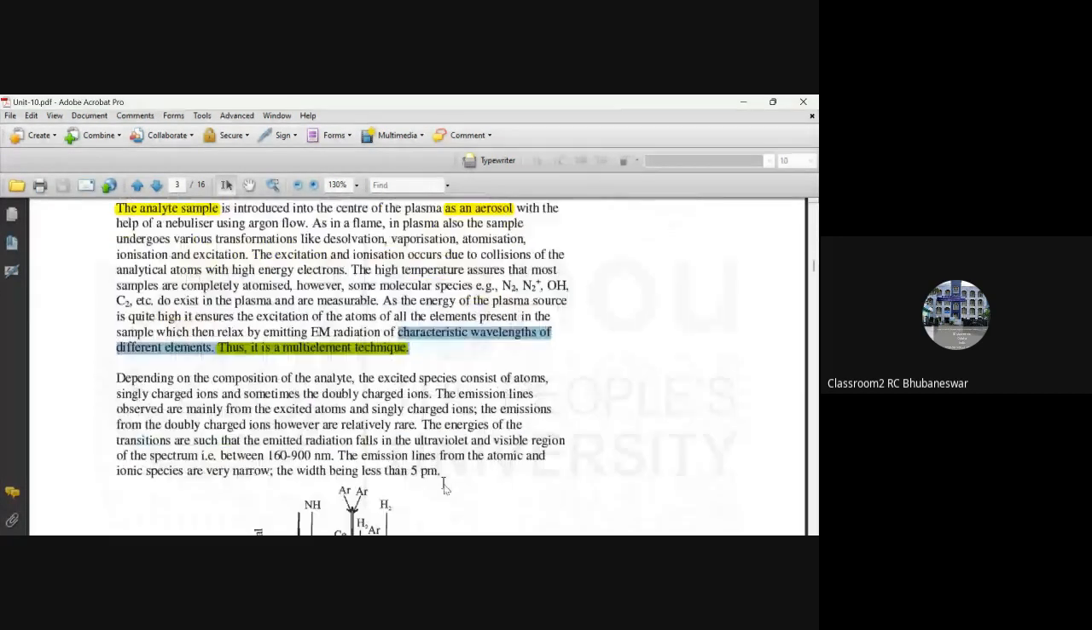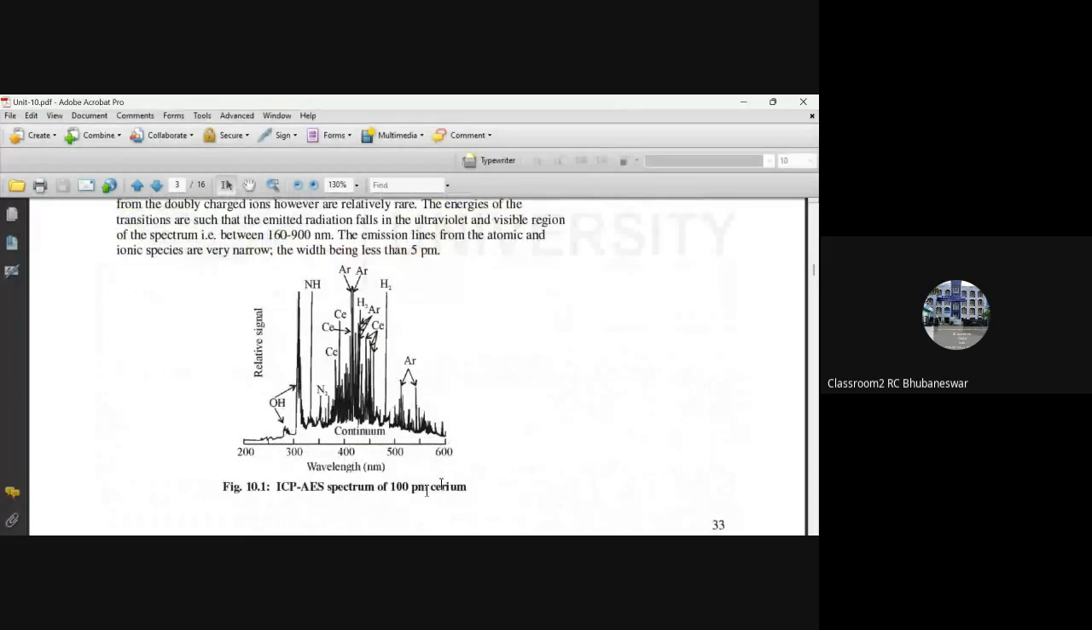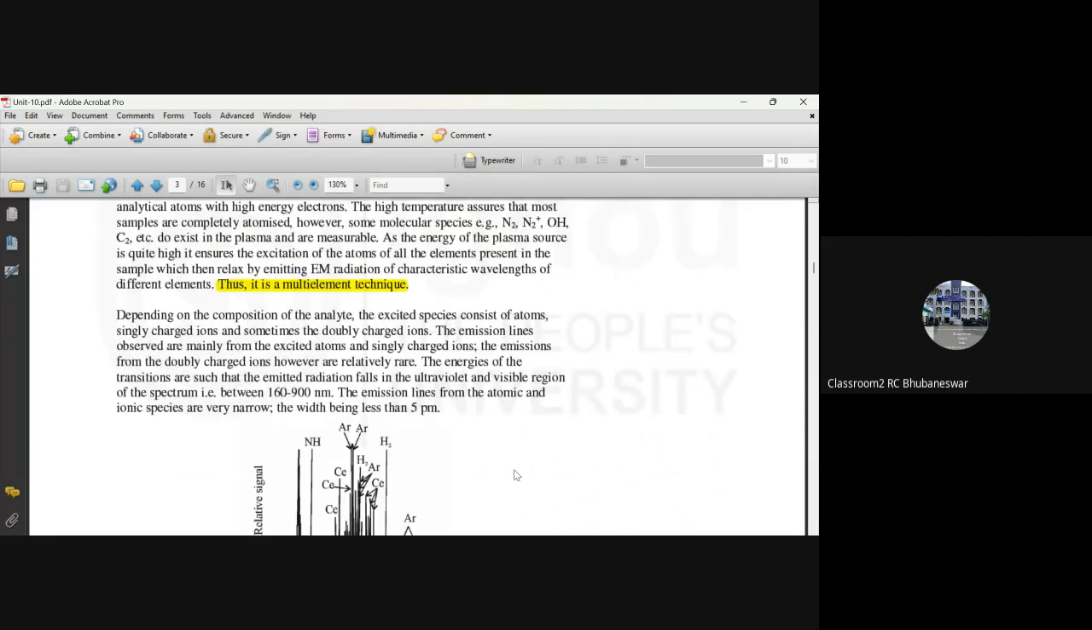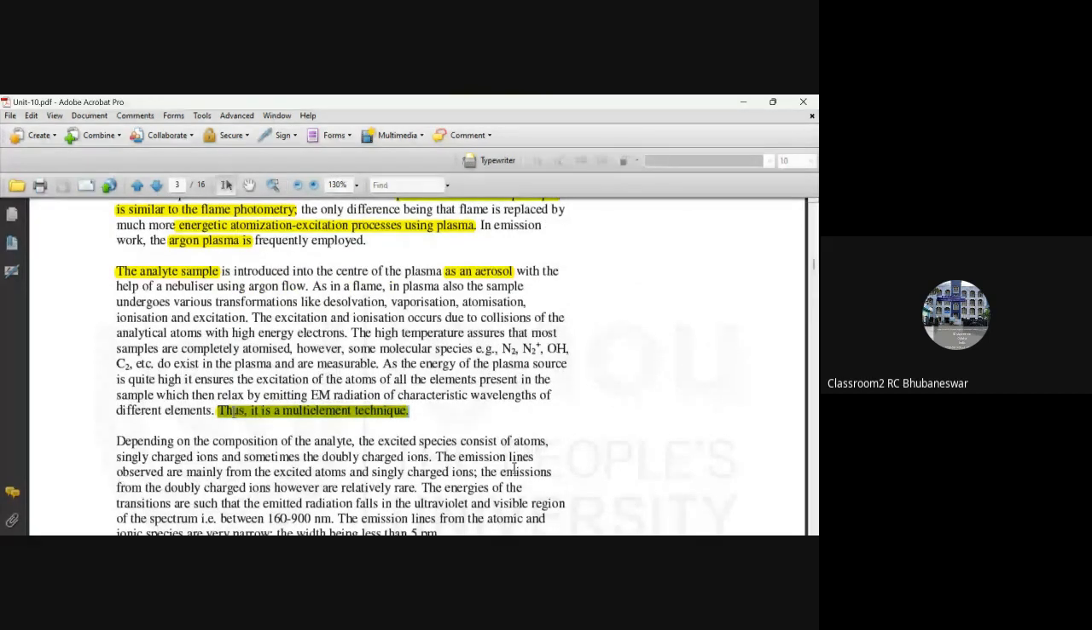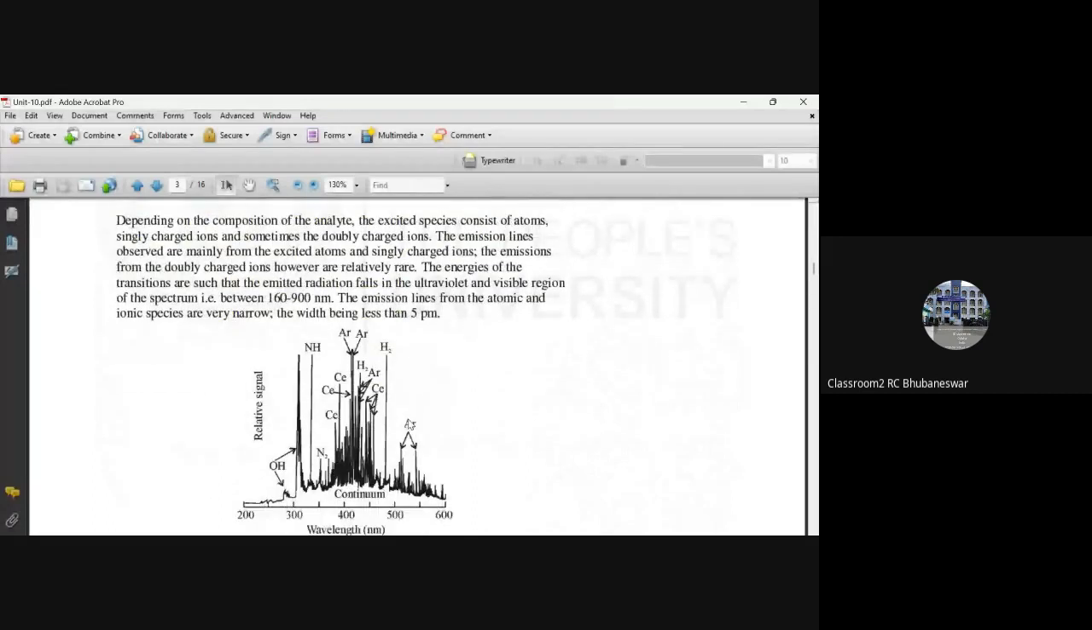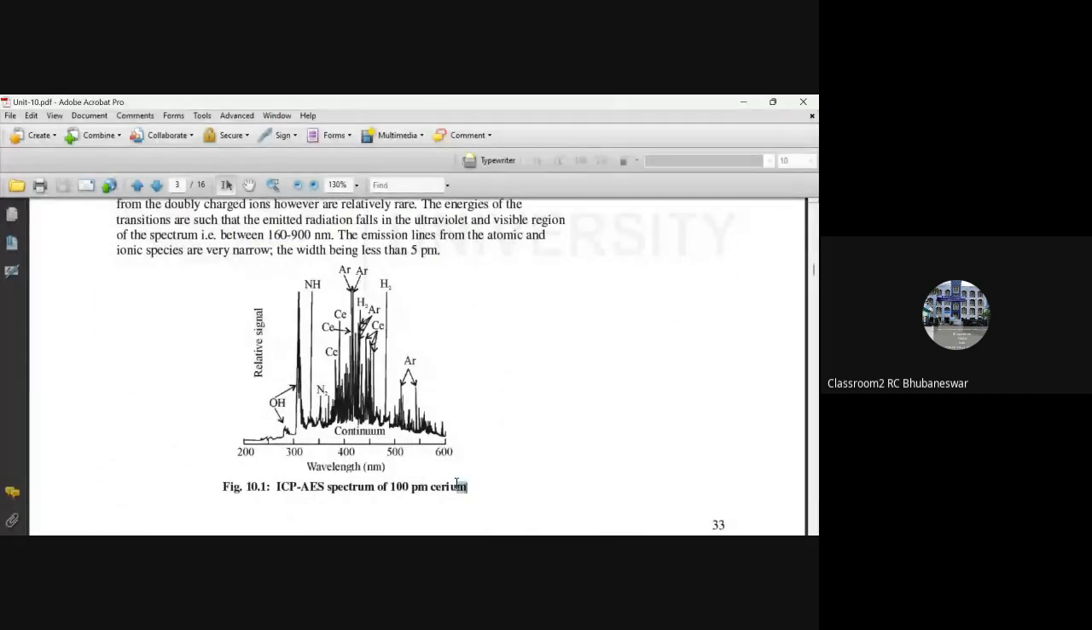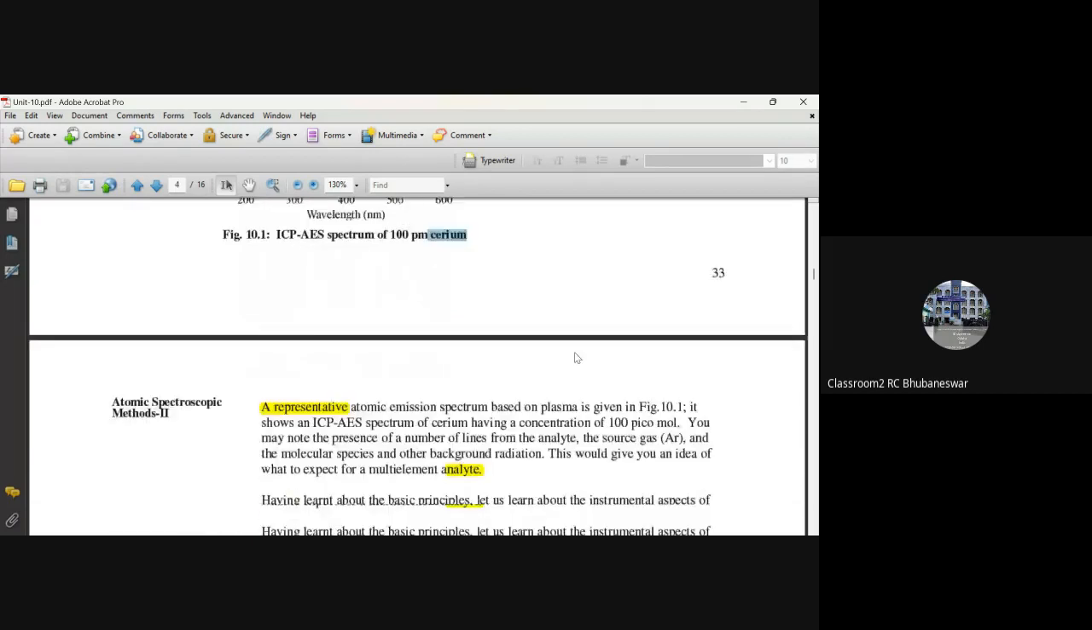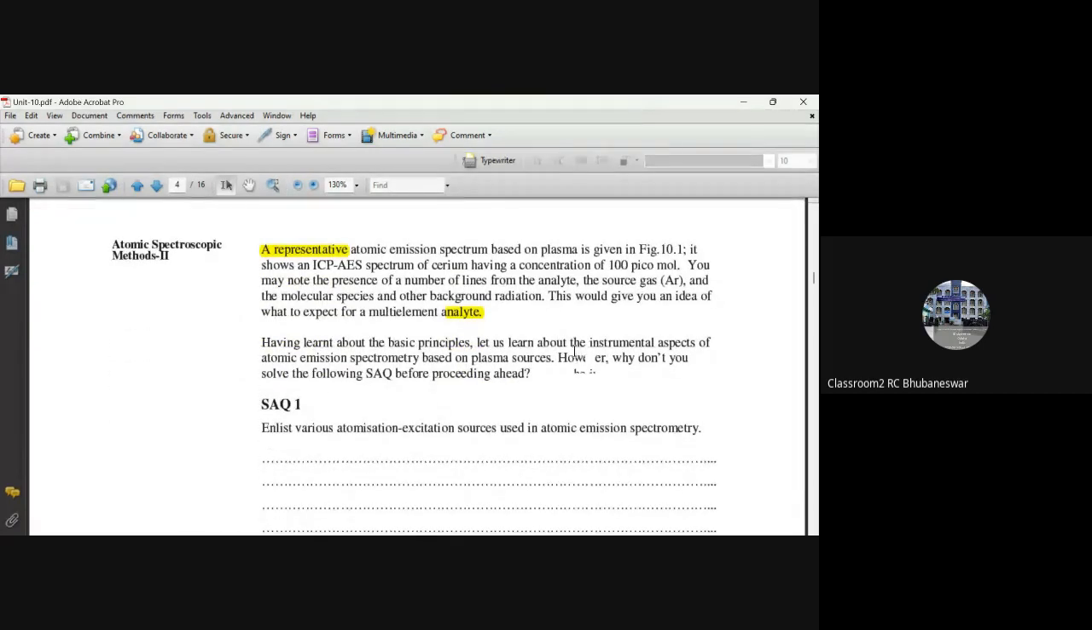Okay, so these are the things where you want to study cerium. But since this is a multi-elemental technique, while studying a particular element, due to the nearby species whatever is present, that atomization will also happen. Okay, so that is the interference over here.